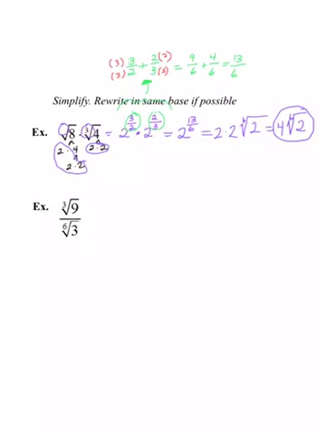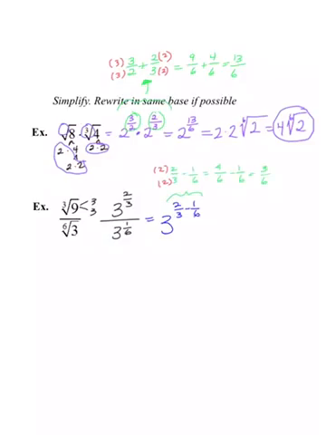For the next problem, I see that I can have a common base of 3. So I can rewrite the numerator as 3 raised to the 2/3, and I can rewrite the denominator as 3 raised to the 1/6. When dividing common bases, we can subtract the exponents. When we subtract 2/3 minus 1/6, we end up with 3/6 or 1/2. So if we're leaving it in exponential form, we can just leave it like this. But if we wanted to rewrite it in radical form, we can do that as well.